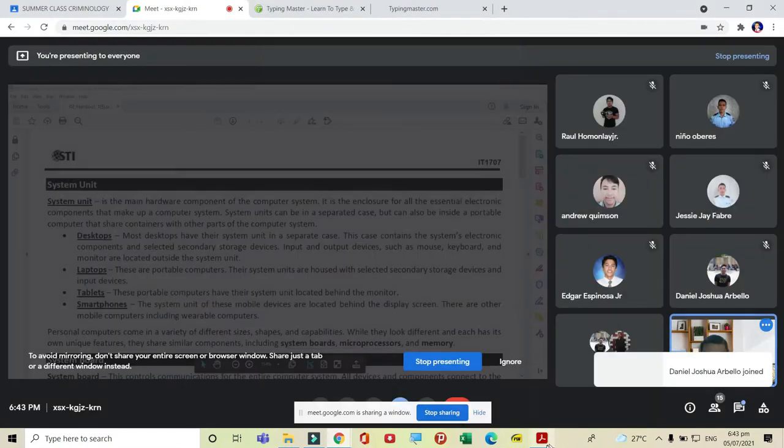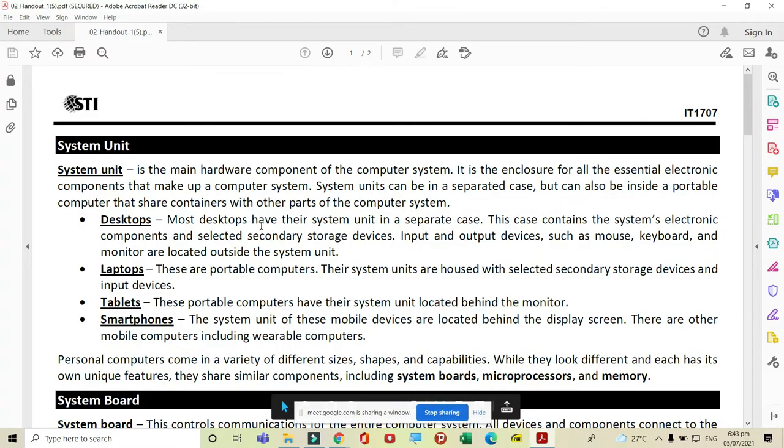Okay. If you notice this type of system unit, the desktop system unit, its advantage is this: if the monitor breaks, only the monitor is affected. Okay? If the mouse breaks, only the mouse needs to be replaced, right?